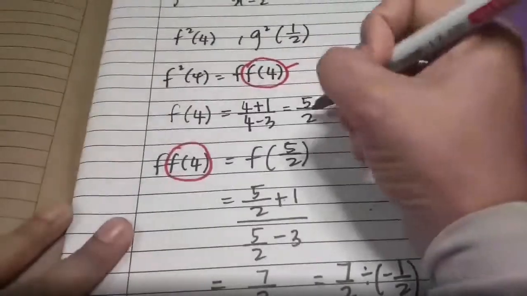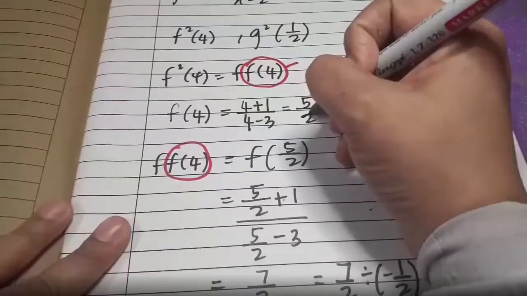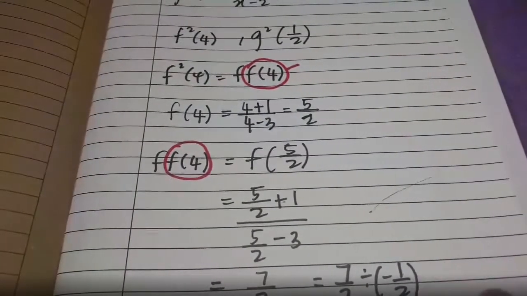Teacher, there's an error. 4 minus 3 equals to 1, teacher. You wrote 2. Minus 3. Oh, yeah. 1. F4, right? Oh, so kena buat lain-lain ni. Dah jadi salah dah.